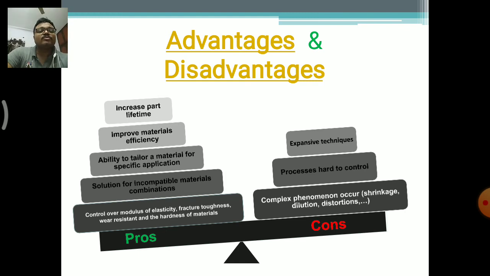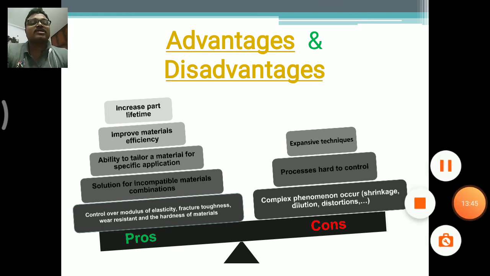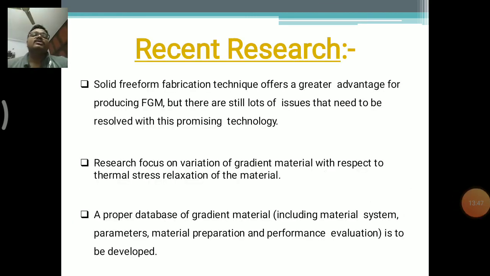Next one is that the process is hard to control. These processes are very hard to control; we have to design it, and the process is done by the design only. Next one is that complex phenomena occur, that is shrinkage, dilution or distortions will occur in some materials. With combinations of some materials, these distortions or voids can be controlled, and that comes under this.